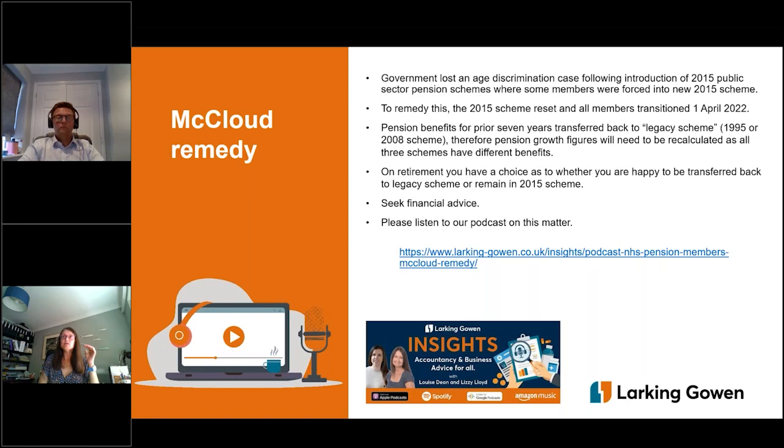Because the accrual rate, the rate of growth in the old legacy schemes, the 1995 scheme in particular, is lower than the 2015 scheme, it may be that actually the annual allowance tax charges that you've paid will reduce slightly. But it does really depend on everyone's individual circumstances and how their pension is put together. Hopefully that answers the question on McCloud as well.